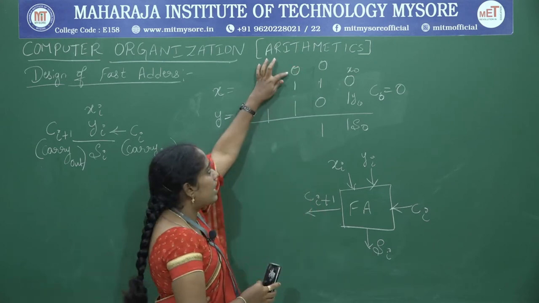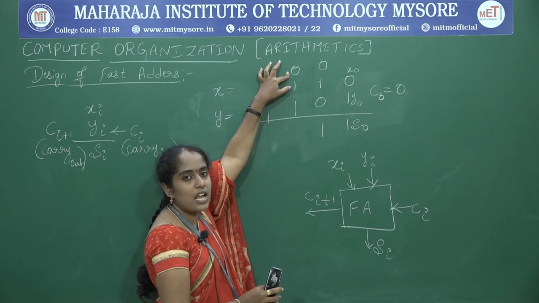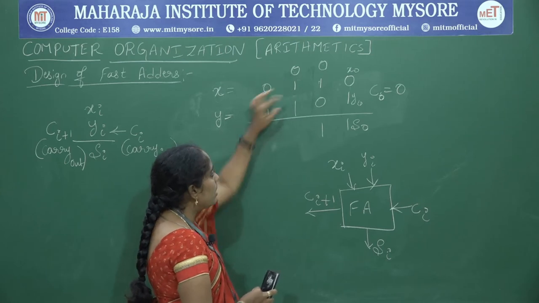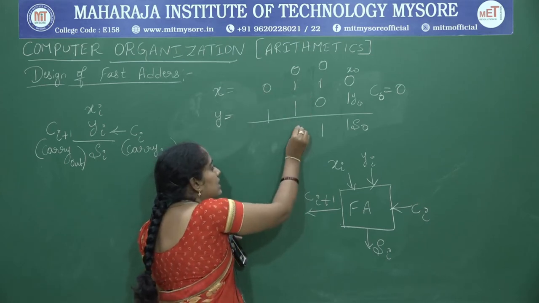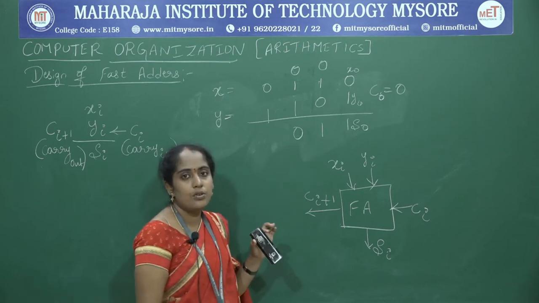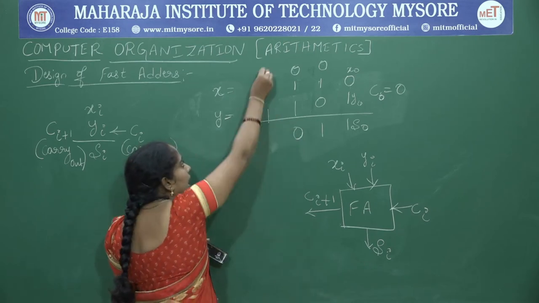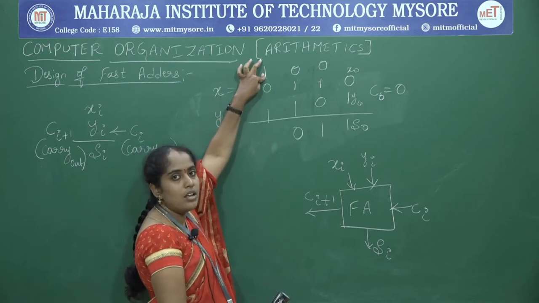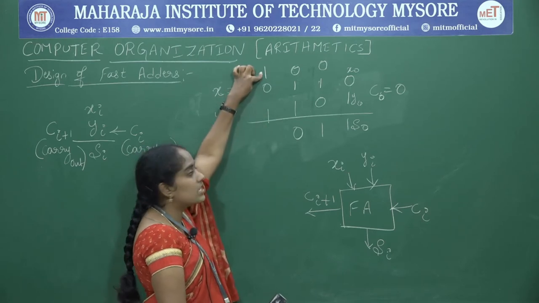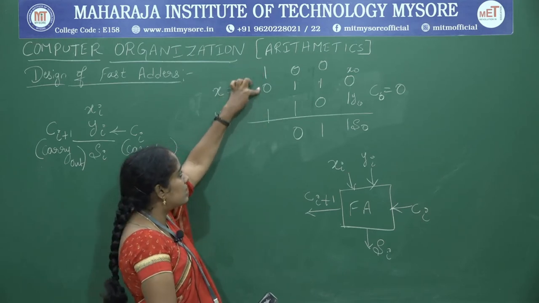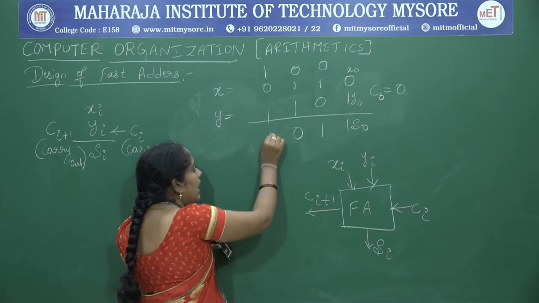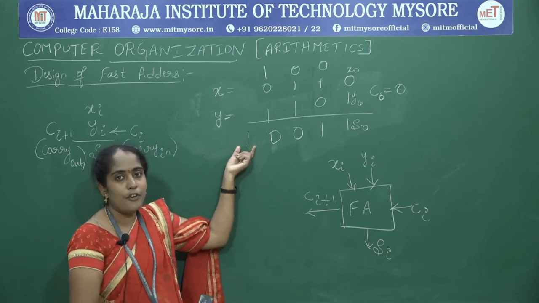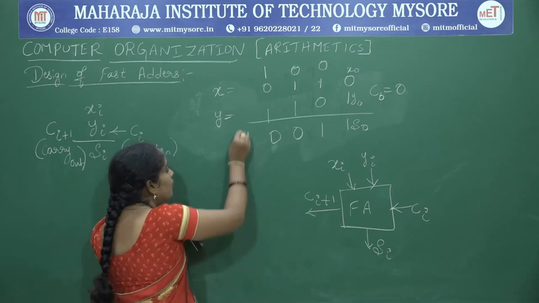Now this carry out value, that means C2, becomes the C in value. Now 0, 1, 1. If it is 1, 1, the answer is 0, that means S2 is 0. Then the carry is 1, so the C out value is 1. In the next column, this becomes the C in value, and 1, 0, 1, the answer is 0 and carry 1. Now this is C4.